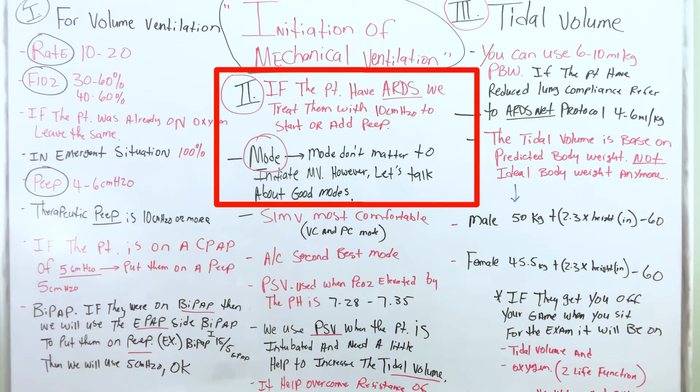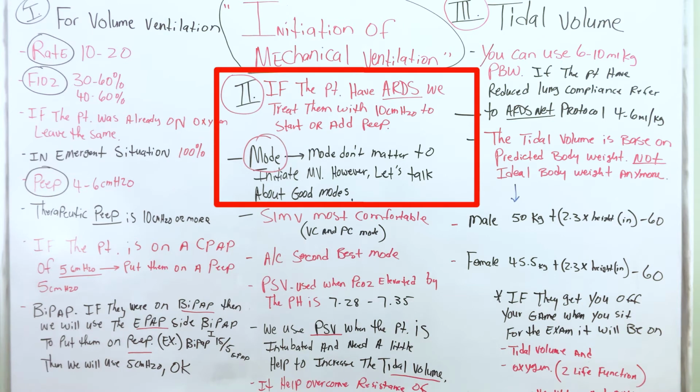Problem number 2: if the patient has ARDS, we treat them with 10 centimeters of water pressure of PEEP to start, or we add PEEP up until 10 and go higher and higher, because we already know that this patient has bad lung compliance. So for an ARDS patient, don't be surprised to see 10 centimeters of water pressure for the PEEP. Don't shy away from it because they need it.